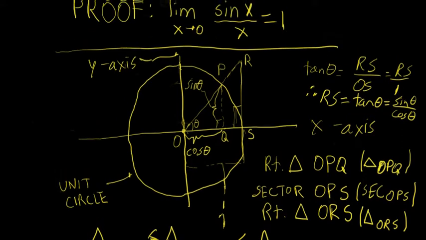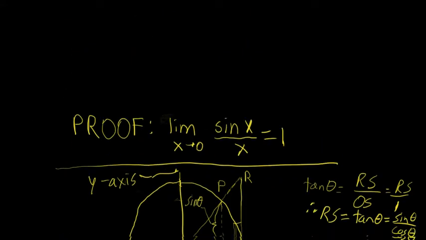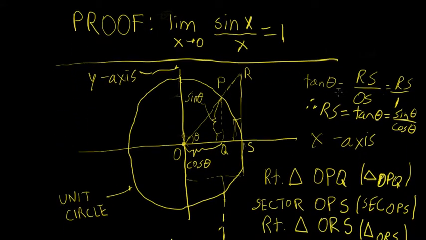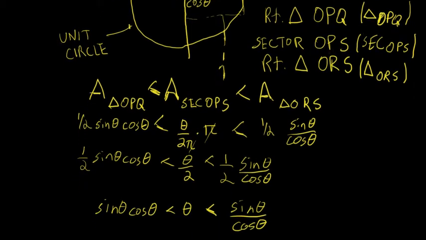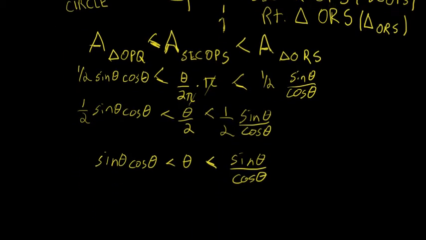Now, remember, we're trying to prove that the limit as x tends to 0 of sine of x over x is 1. So ultimately, when we're using the squeeze theorem, obviously now we're dealing with theta, so it's going to be the limit as theta tends to 0 of sine theta over theta. And that's the same thing as the limit as x tends to 0 of sine x over x. We're just using theta instead of x.